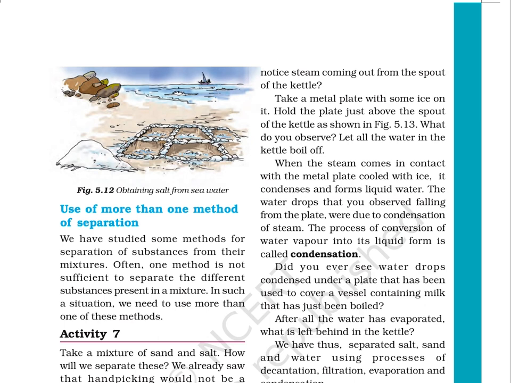What do you observe? Let all the water in the kettle boil off. When the steam comes in contact with the metal plate cooled with ice, it condenses and forms liquid water. The water drops that you observed falling from the plate were due to condensation of steam. The process of conversion of water vapor into its liquid form is called condensation.